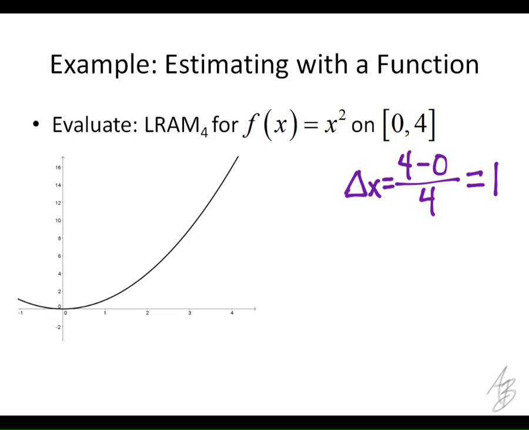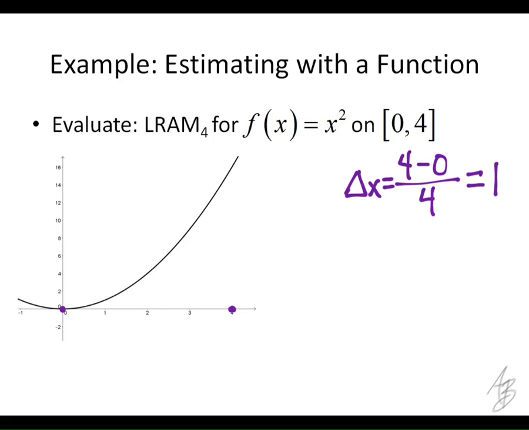So then, once we know how wide each rectangle is going to be, we want to figure out where the rectangles are going to be specifically. So since we're going from 0 to 4, I'm going to put points at 0 and 4 on the x-axis. Where are the edges of the rectangles going to be? This is another pretty easy one.